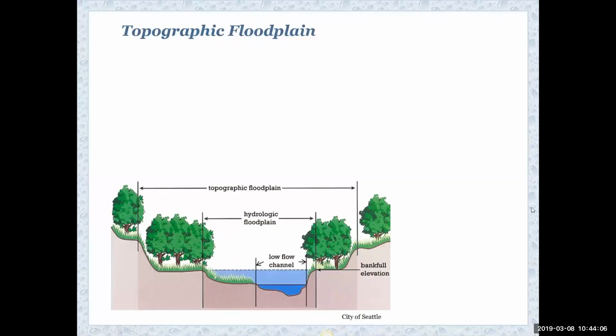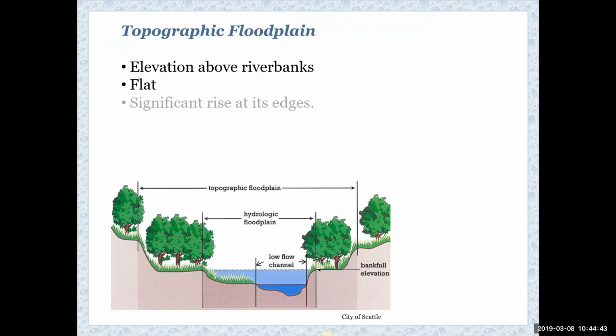And as far as floodplain terminology, there's some important distinctions. The hydrologic floodplain is where the river's flowing, the current flow, but on your exam, it only asks about the topographic floodplain. And there's a couple bullets we'll go through. So a topographic floodplain is the elevation above the river banks. It's flat, has significant rise at its edges.